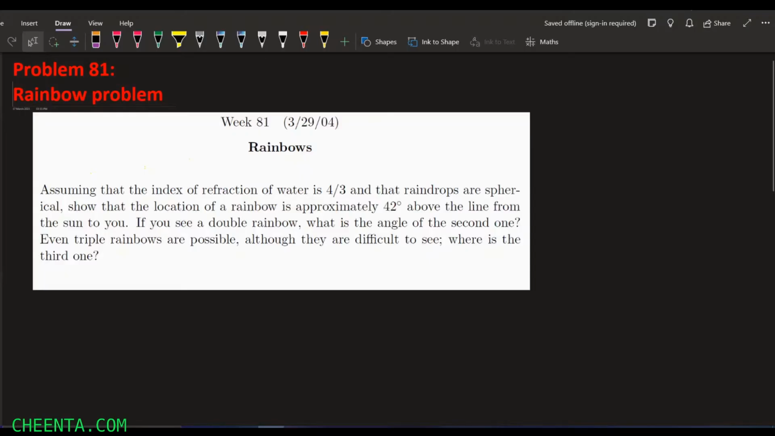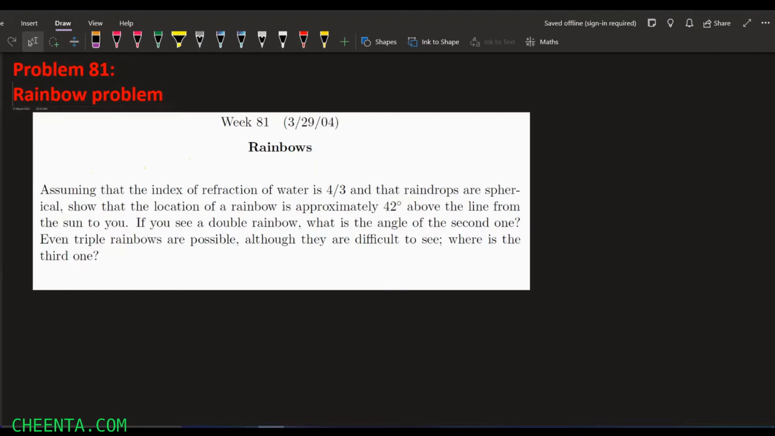Today we will discuss a problem which is taken from Harvard University's weekly problem 81. So let's see what this problem is saying. Assuming that the index of refraction of water is 4/3 and that raindrops are spherical, that is, there are raindrops in the environment and their refractive index is 4/3, show that the location of a rainbow is approximately 42 degrees above the line from the sun to you.